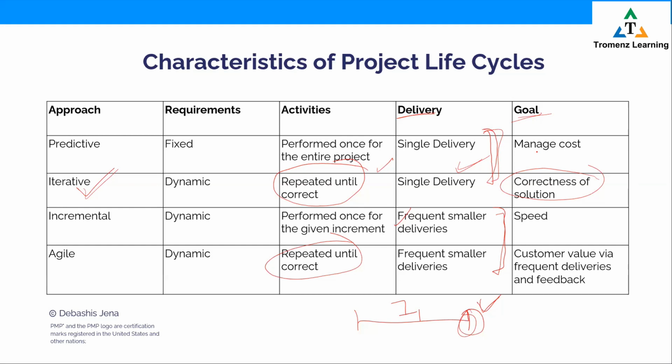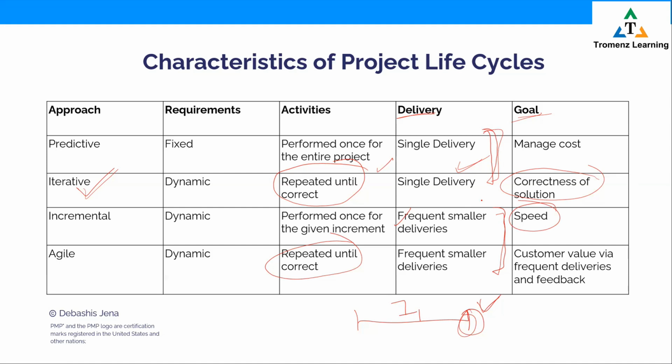Then come to incremental. What is the goal? Here the goal is again different. Speed. Speed means we want to deliver fast. We don't want to wait till the end of the project. So that's my goal. Speed, we want to deliver fast.